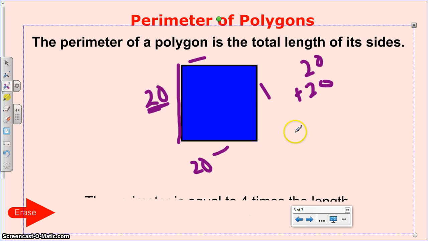Well, remember, multiplication is repeated addition, and this is repeated addition. 20 plus 20 plus 20 plus 20. There would be 4 20s. So instead of adding all of them up, I could just do 20 times 4, because there are 4 sides in a square, and they're all the same length. 0 times 4 is 0. 2 times 4 would be 8, so 80. So the perimeter of this square would be 80.